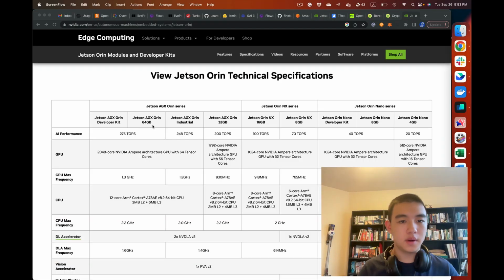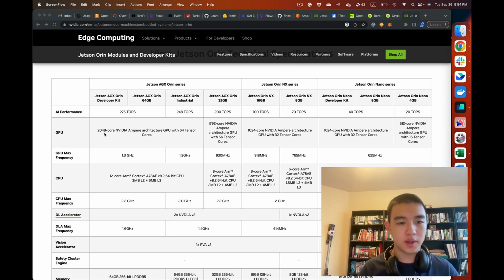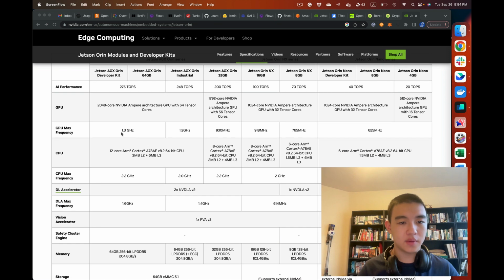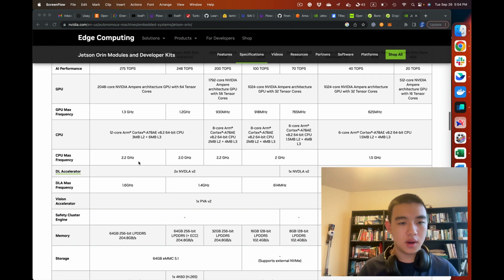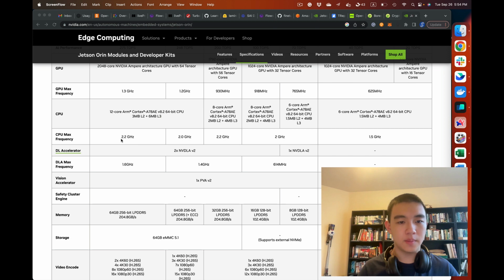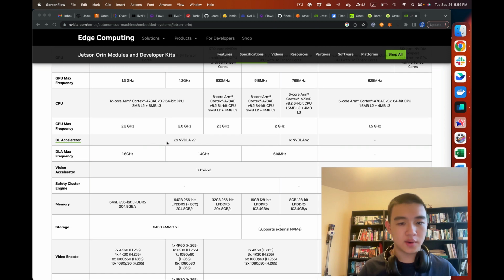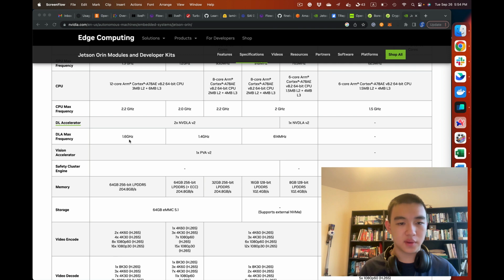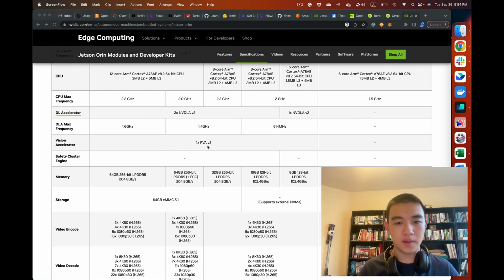Okay, so here's the specs for the computer, and it would be this column. So we have AI performance of 275 trillion operations per second. The GPU is a 2048 core NVIDIA Ampere architecture GPU with 64 tensor cores. The max frequency for the GPU would be 1.3 gigahertz. The CPU is a 12 core ARM Cortex A78AE V8.2 64-bit CPU, 3 MB L2 and 6 MB L3. The CPU max frequency would be 2.2 gigahertz. The DL accelerator is 2x NVDLA V2, and the max frequency would be 1.6 gigahertz. The vision accelerator is 1 PVA V2.